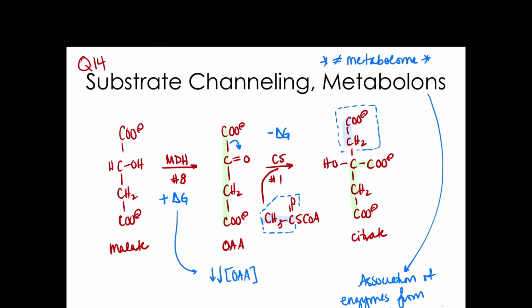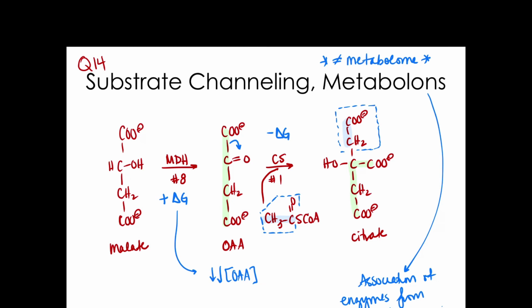All right, so let's first define what a metabolon is. And we highlighted this is not metabolome or metabolomics. That's very different. That has to do with looking at the net sum of whatever metabolites are present in an organism. A metabolon is defined as an association of enzymes from what often are sequential steps in a metabolic pathway.